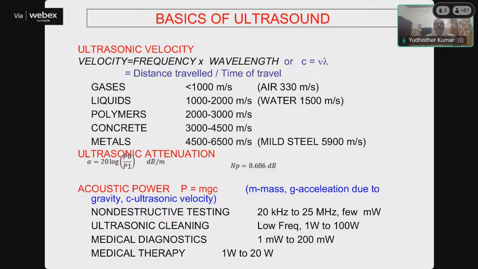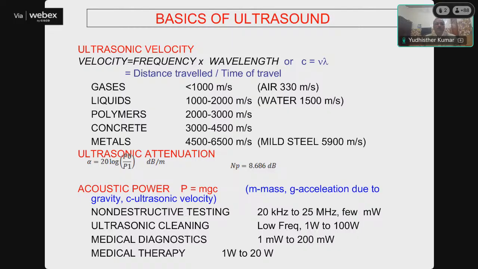In metals, it is 4500 to 6500 meters per second. Usually in steel, mild steel is used, which has maximum applications and is also used for calibration blocks, it has 5900 meters per second. Ultrasonic attenuation can be defined as the ratio of transmission amplitude and received amplitude, 20 log of the ratio of these amplitudes, in decibels per meter or in other units.